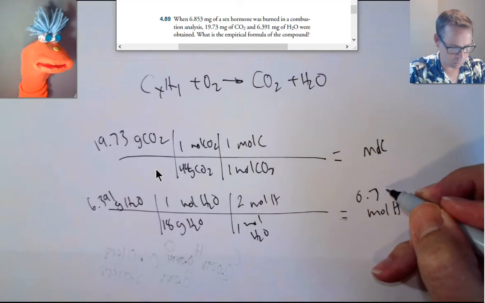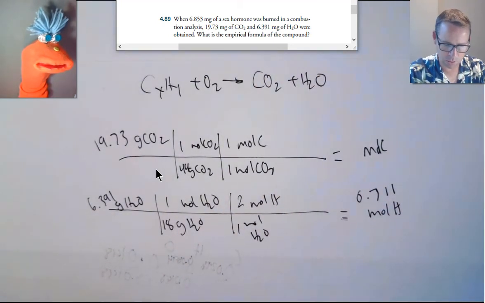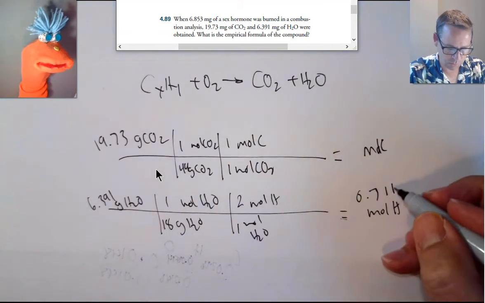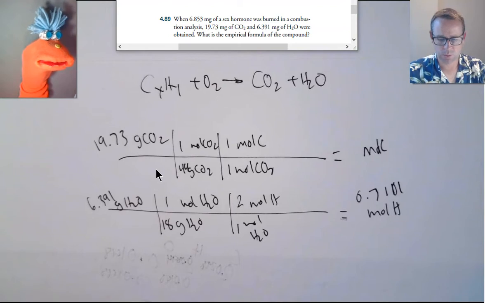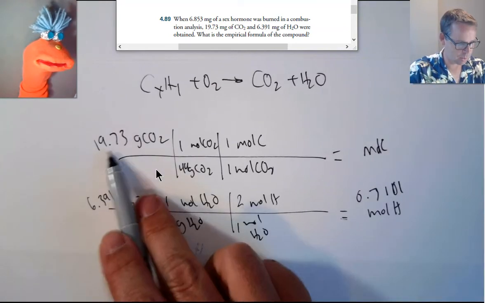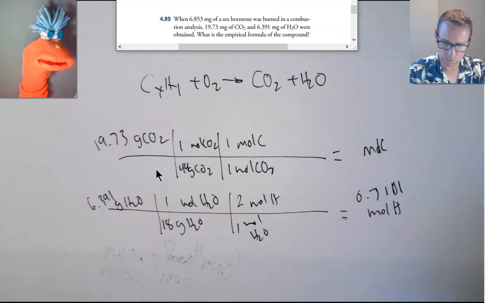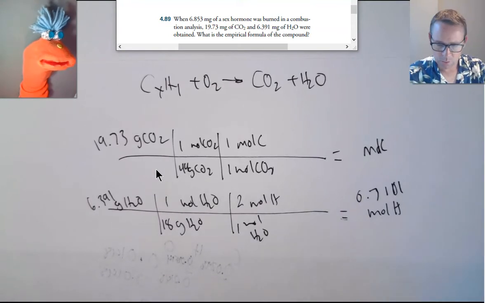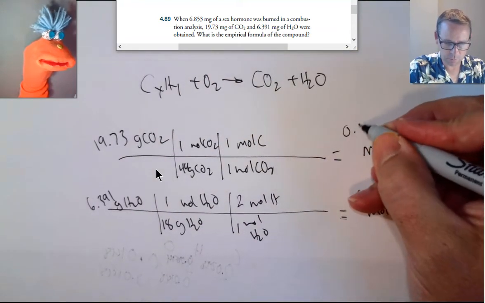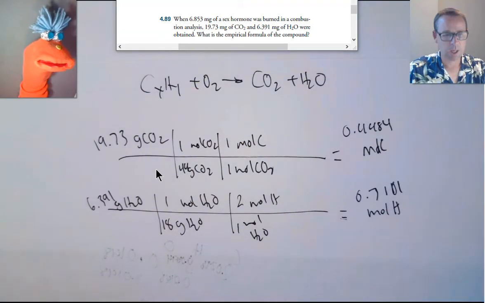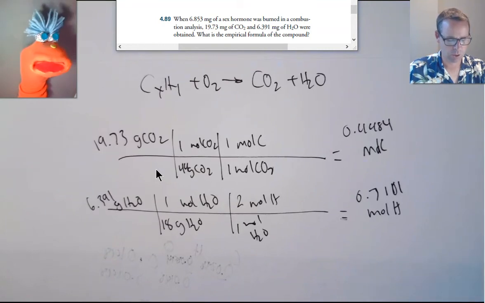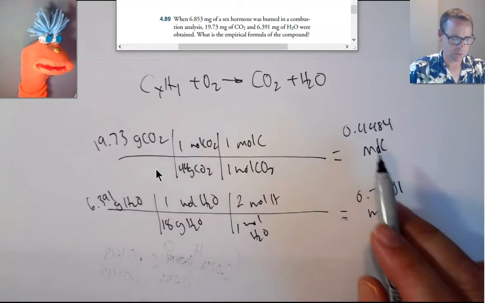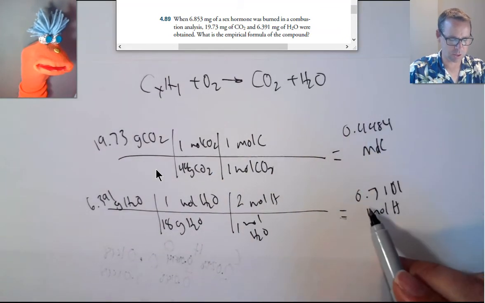0.7101. There we go. And then this one, 19.73 divided by 44, 0.4484. Okay, very good. So now what do we do? Divide by the 0.4484. That's right. So we just have to divide them by the smallest one.